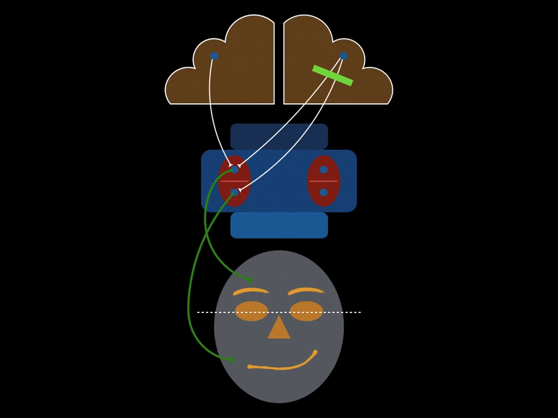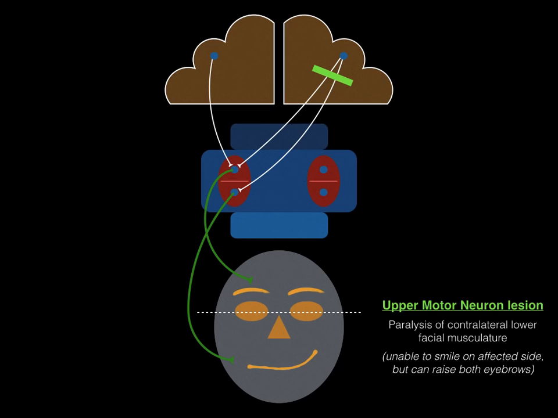Paralysis of the contralateral lower facial musculature, which would present itself through an inability to smile on the affected side. Importantly, the upper facial musculature is not involved because the upper half of the facial nucleus receives bilateral motor cortex innervation, so clinically the patient should still be able to raise both eyebrows.